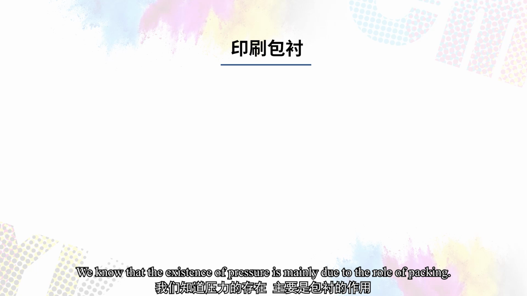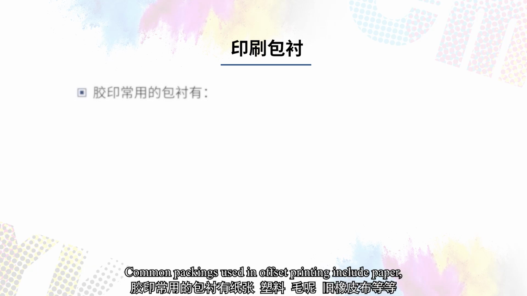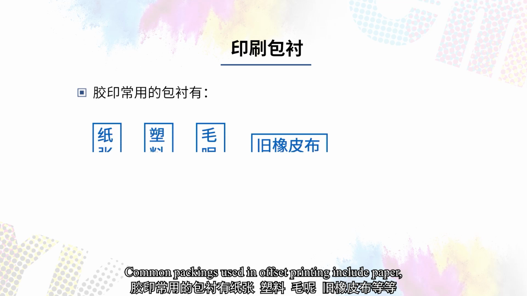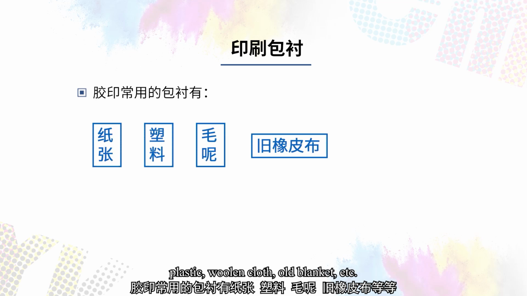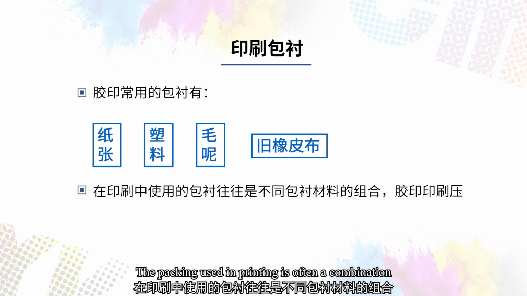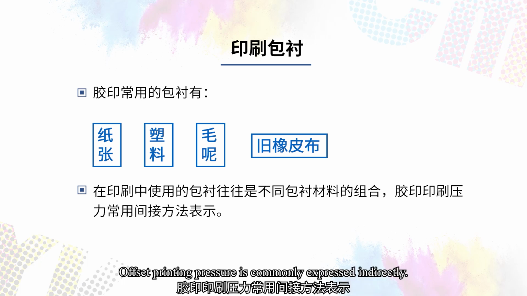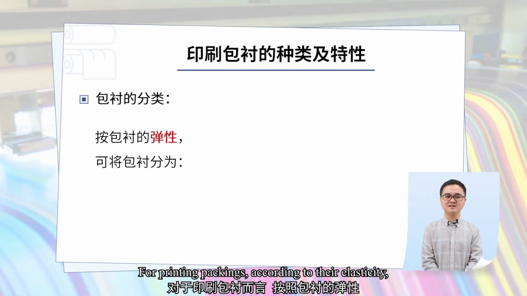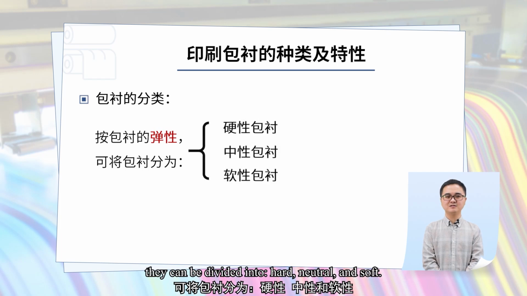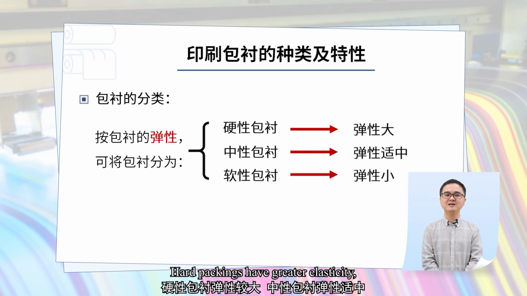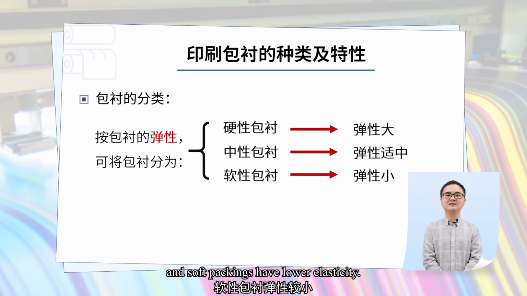Second, printing packing. We know that the existence of pressure is mainly due to the role of packing. Common packings used in offset printing include paper, plastic, woolen cloth, old blanket, etc. The packing used in printing is often a combination of different packing materials. Offset printing pressure is commonly expressed indirectly. For printing packings, according to their elasticity, they can be divided into hard, neutral, and soft. Hard packings have greater elasticity, neutral packings have moderate elasticity, and soft packings have lower elasticity.